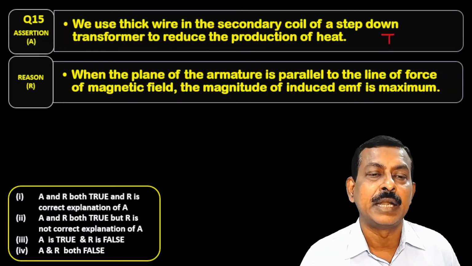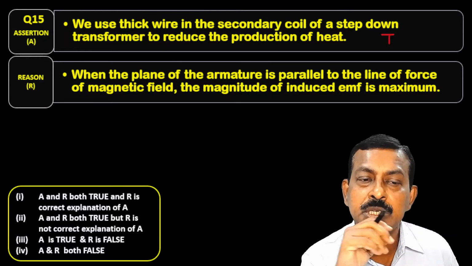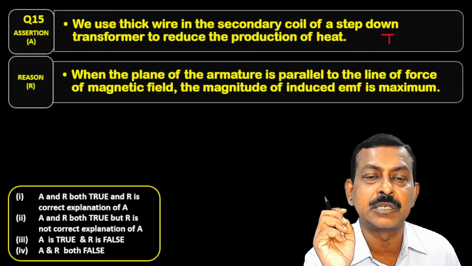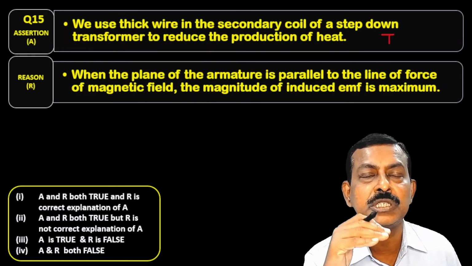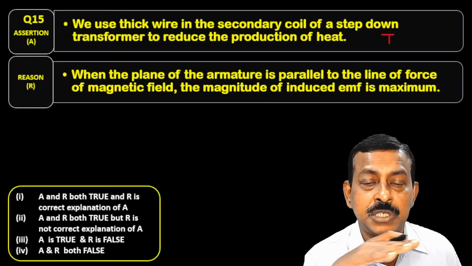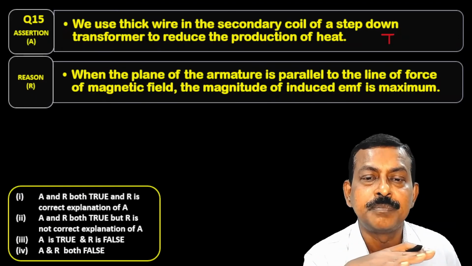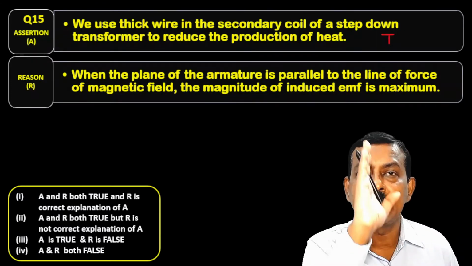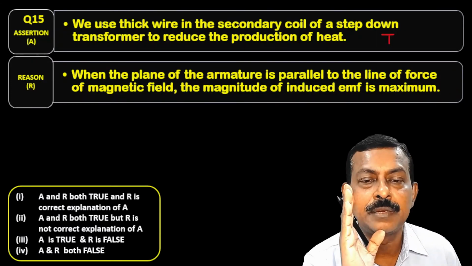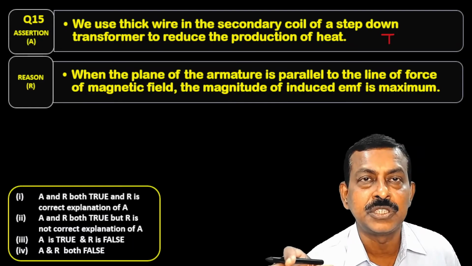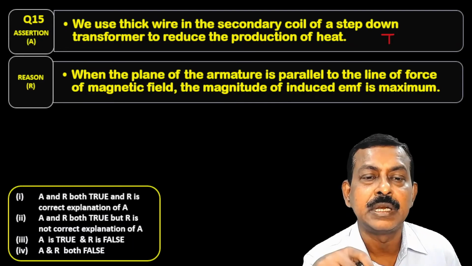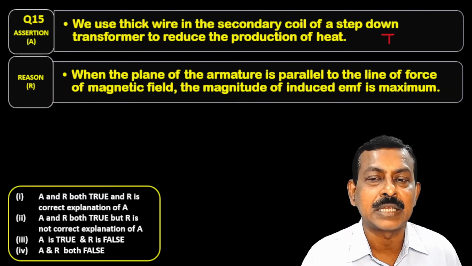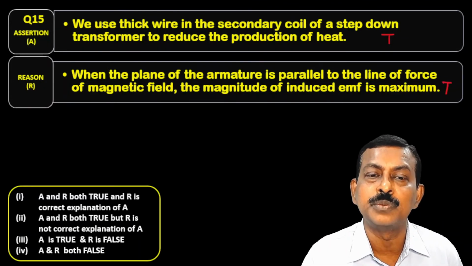And now let's take the reason part. The reason is: when the plane of the armature coil is parallel to the line of force of the magnetic field, the magnitude of the induced EMF is maximum. Now, this is true because if the plane is parallel, the vector area will be perpendicular to the plane, and the angle between the vector area and the magnetic field will be 90 degrees. And if it is 90, the EMF will be maximum. That means this is also true.